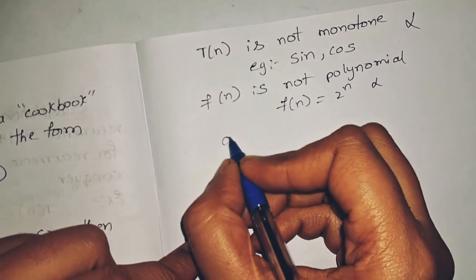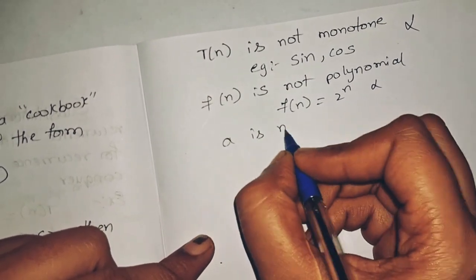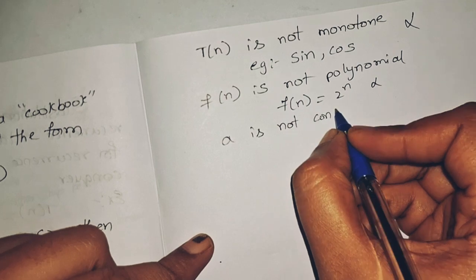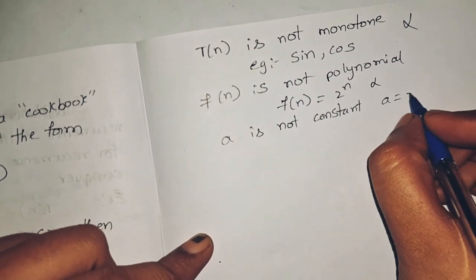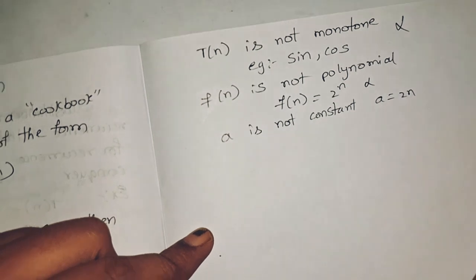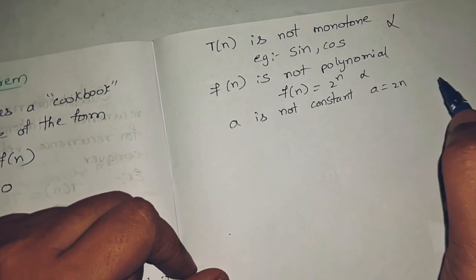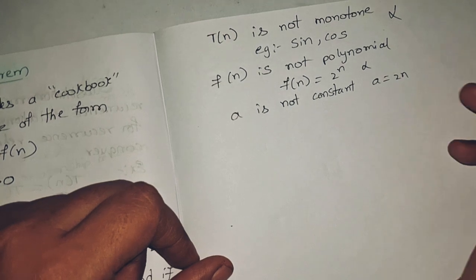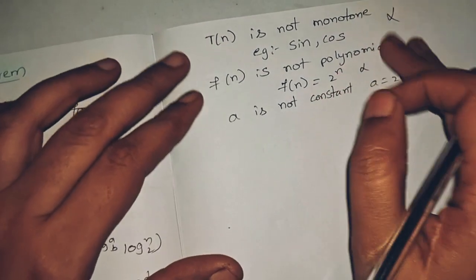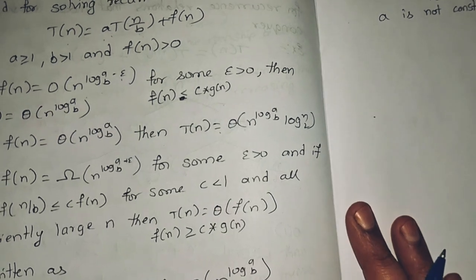Next, a should be a constant. If a is not a constant, okay, then if it is in this format also, the Master's theorem won't work. So this is all about the Master's theorem, the limitations of the Master's theorem, and how we can apply the Master's theorem.